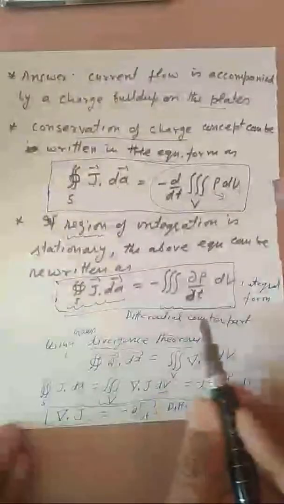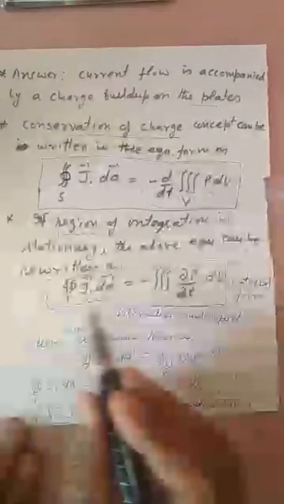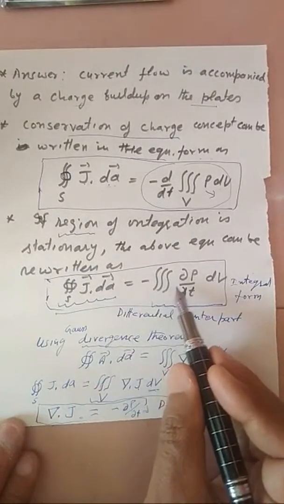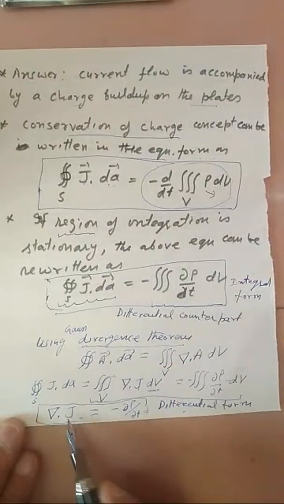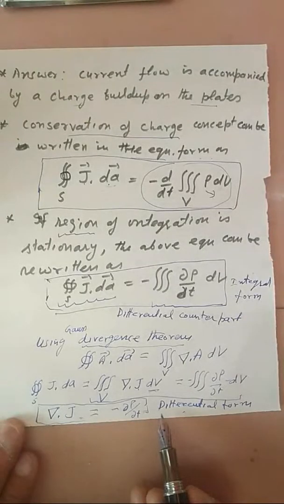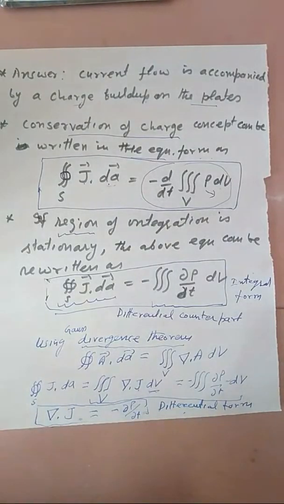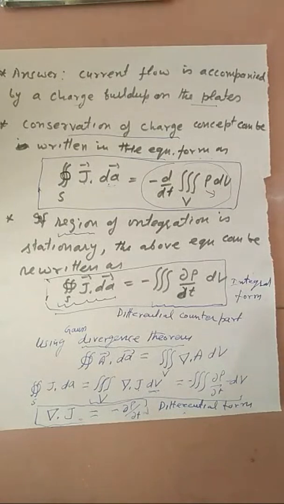Sometimes a question may be asked: write down the equation of continuity in integral form. Then you have to write the closed surface integral of J dot dA equal to the volume integral of minus curly rho by curly t into dV. And del dot J equal to minus curly rho by curly t is the differential form of the equation of continuity. This also represents the conservation of charge. So this is all about the equation of continuity.